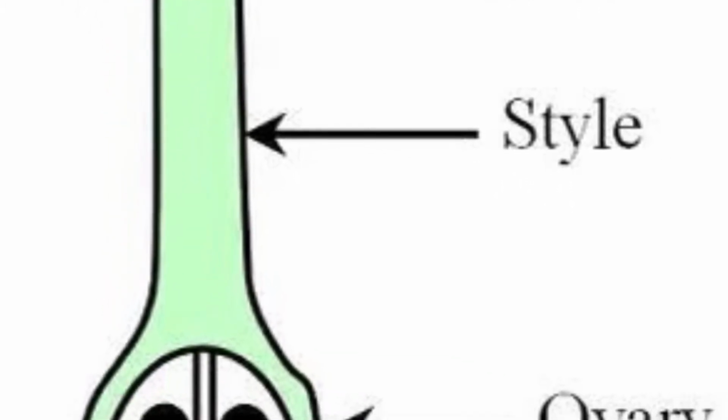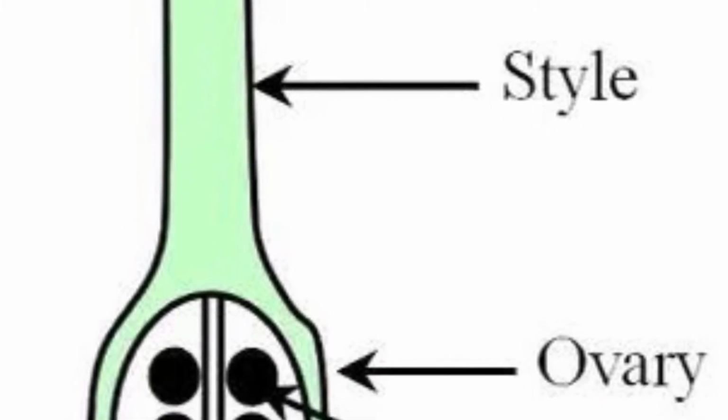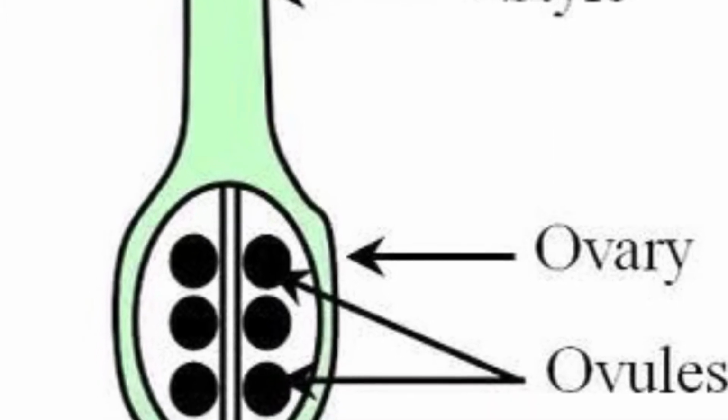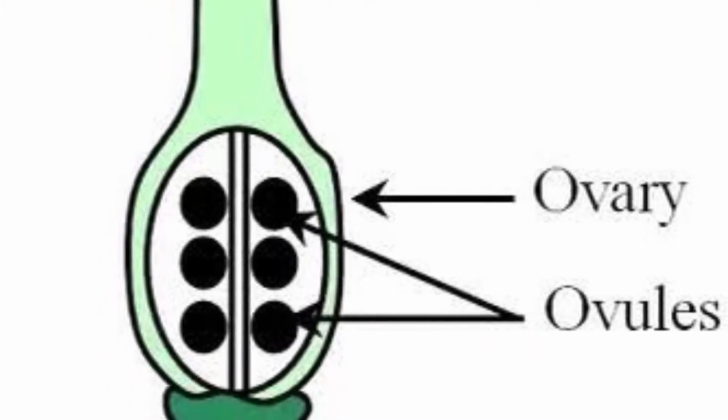At the base of the style is the ovary, which contains the ovules. The ovules turn into seeds when they are fertilized by sperm cells, while the ovary turns into the fruit. The ovary, stigma, and style make up the carpel, which is the female part of the flower.